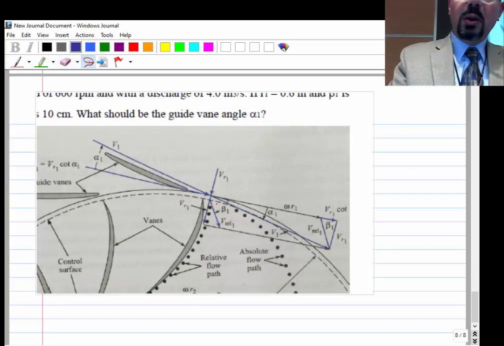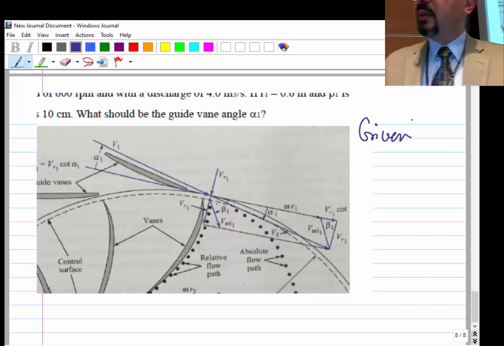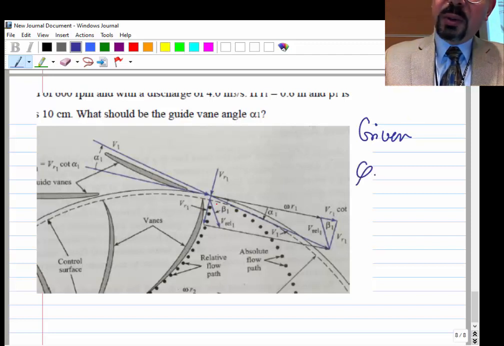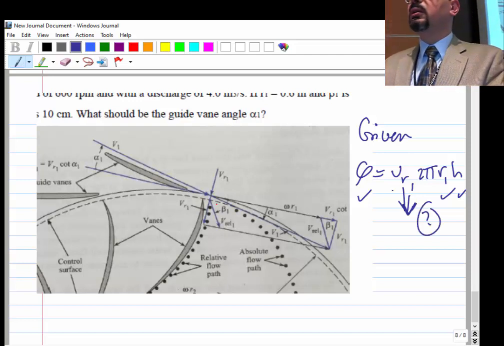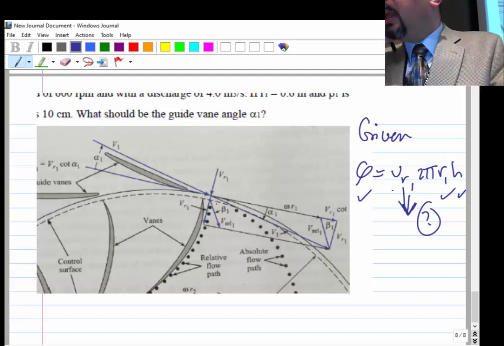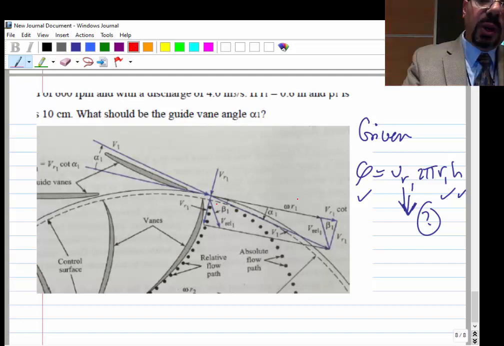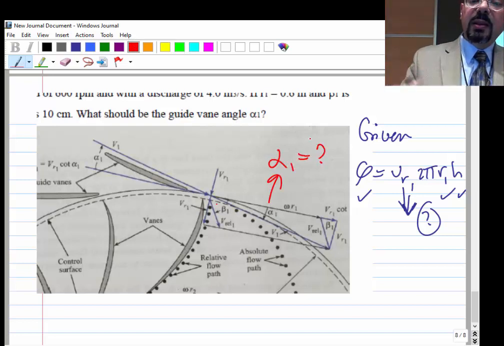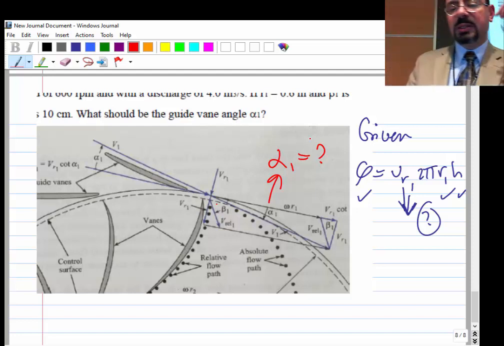Alright, so what's given to us is the Q, which is VR1 multiplied by 2 pi R1 times H. Okay, and the H is given and R1 is given and the Q is given. So from this you'll be able to calculate VR1. M dot is V times area. Make sense? Okay, and what he's asking about is this alpha. So what is required is alpha 1, because alpha 2 is 0, right? So he would like to figure out what's alpha 1 from us.